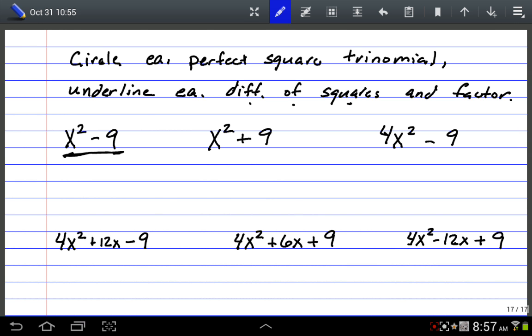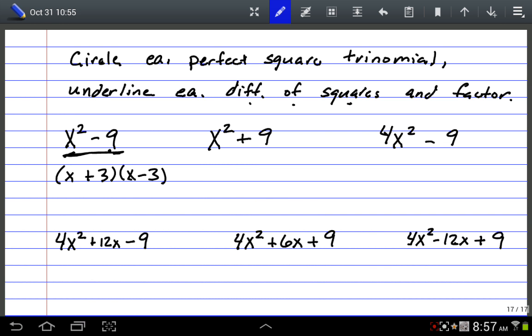That's a difference of squares. Now let's factor it. Remember, the difference of squares is the product of two conjugates. So this would be x plus 3 times x minus 3. My x and 3 here are coming from the square roots of x squared and the square root of 9. Okay, now let's look at the next one.